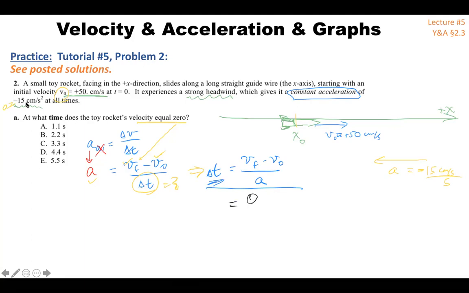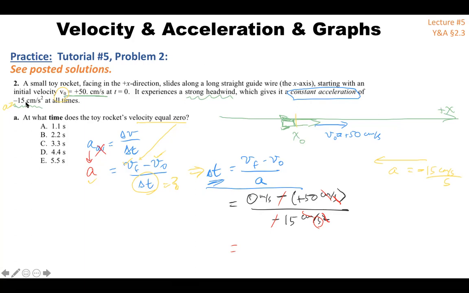V final is 0. V initial is positive 50 centimeters per second. And the acceleration is negative 15 centimeters per second squared. Now notice I can watch my units cancel because I'm putting units on all my quantities here. So centimeters cancels, one of the seconds cancels, and I'm left with seconds in the numerator. Also, the minus sign cancels, and I have a positive value, which I want for time, right?